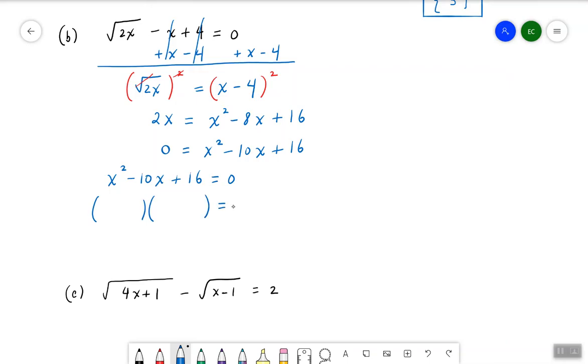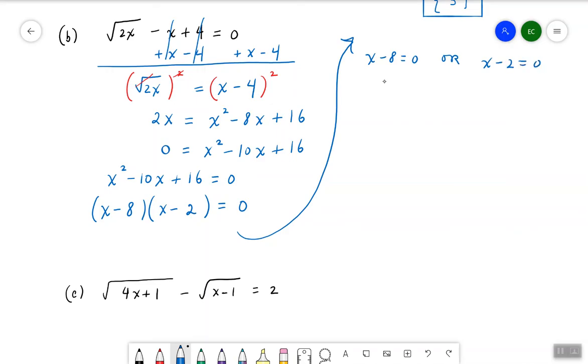And then we can factor this as x minus 8 and x minus 2. And so then you can have x minus 8 equals 0, or x minus 2 equals 0. And our two solutions would be 8 and 2. And so don't stop there. Go ahead and check your solutions.